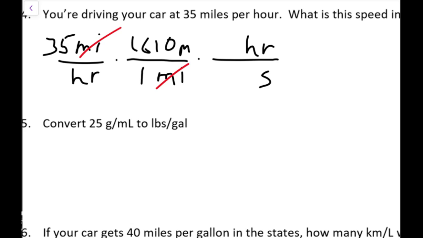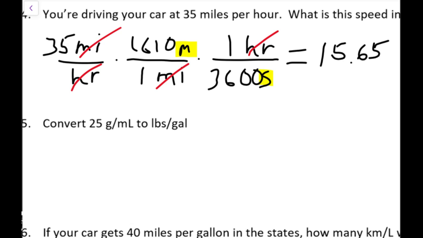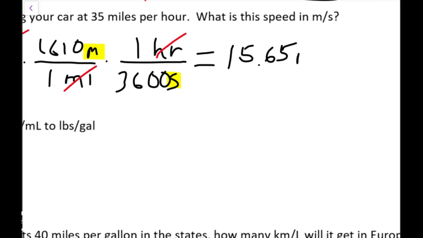So again, I can do this in one step. There are 3,600 seconds in 1 hour, which is 60 times 60. And so again, the hours cancel with the hours there and there. And what you're left with is meters and seconds. Multiply those out, divide by 3,600, and you get 15.65 meters per second.